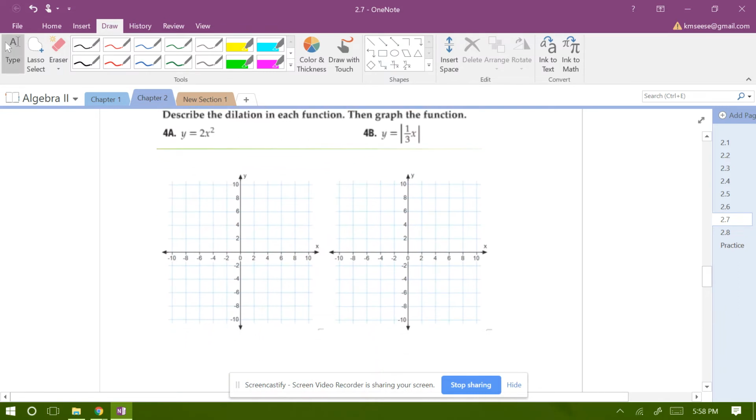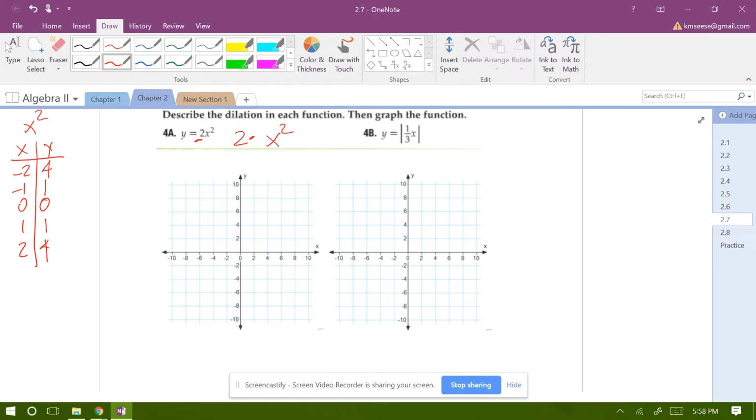All right, if we're looking at 4a, my parent function here is my x squared function. -2 squared is 4, -1 is 1, 0, 0, 1, 4. So this is 2 times x squared. The 2 is not included in the x squared. It is not included in the squaring. Therefore, we would label this a y dilation of 2.